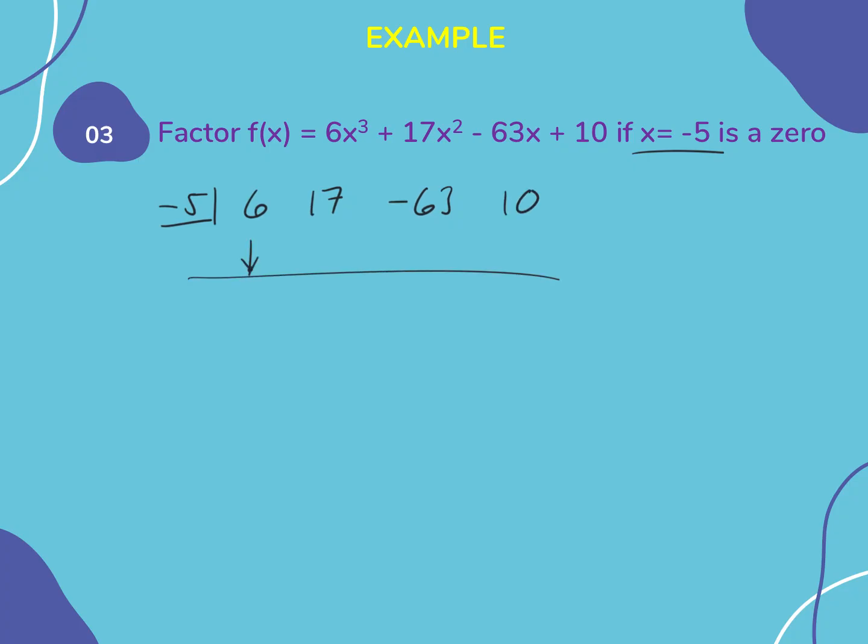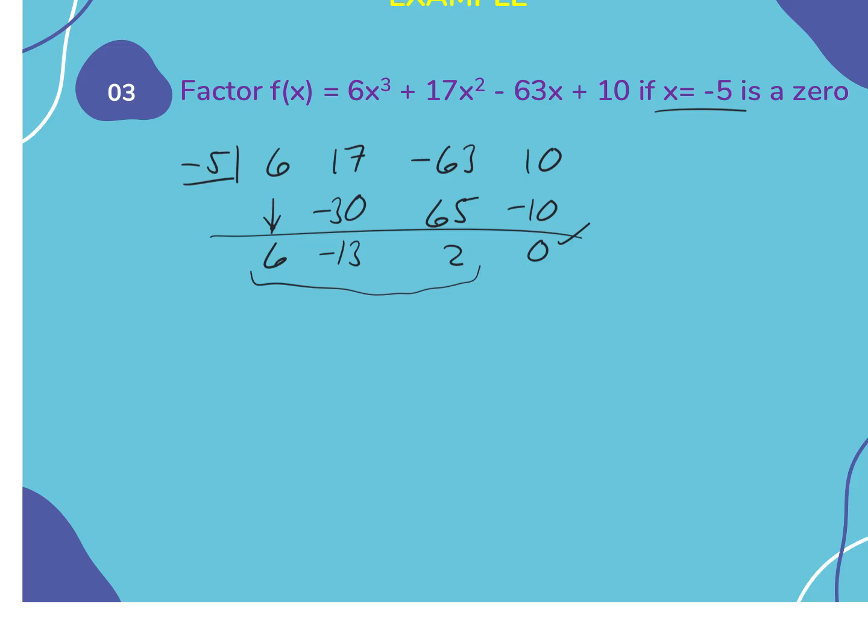And then I'm going to bring down 6. 6 times negative 5 is negative 30. I get a negative 13. I get a 65, a positive. I get a 2. I get a negative 10, and then a 0. All right, so that is what we expected. And now these are going to make the coefficients of our quotient.